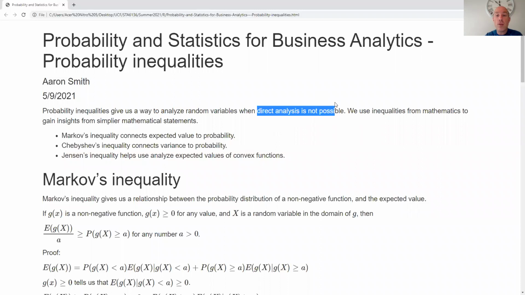All right, so we're in a theoretical statistics, theoretical probability situation, and I can't solve the problem directly. So I want to use other aspects of math to figure out a statement about this. We're going to go over three inequalities. First is Markov's inequality. What this does is connect central tendencies to probabilities.